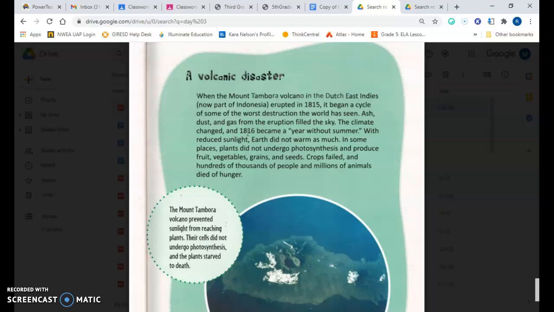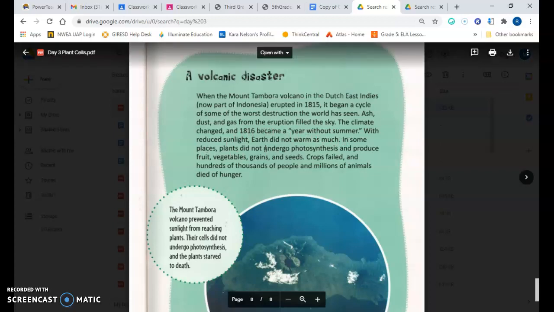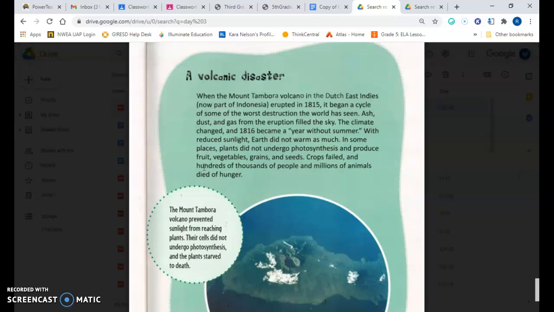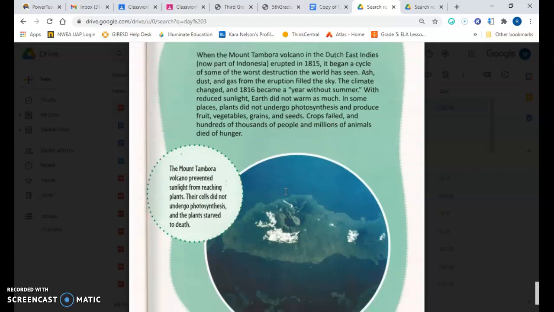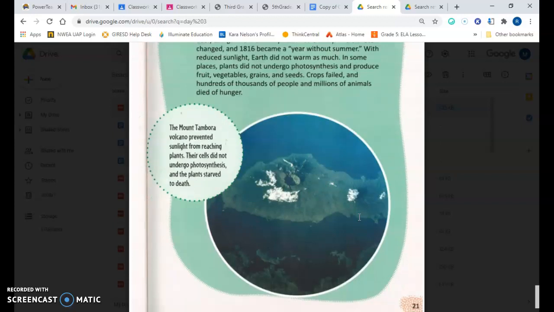The climate changed in 1816, became a year without summer. With reduced sunlight, Earth did not warm as much. In some places, plants did not undergo photosynthesis and produce fruit, vegetables, grains, and seeds. Crops failed, and hundreds of thousands of people and millions of animals died of hunger. The caption here says the Mount Tambora volcano prevented sunlight from reaching plants. Their cells did not undergo photosynthesis, and the plants starved to death.